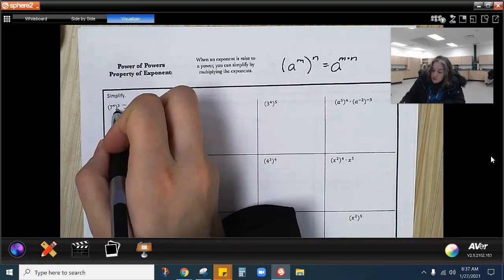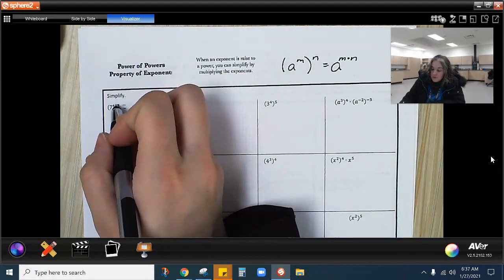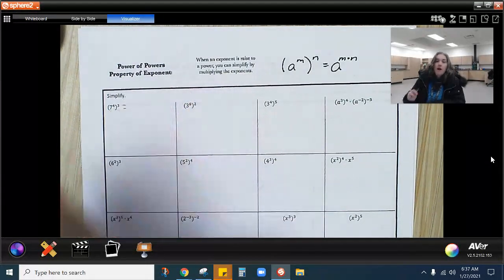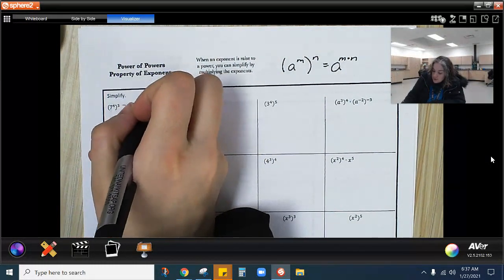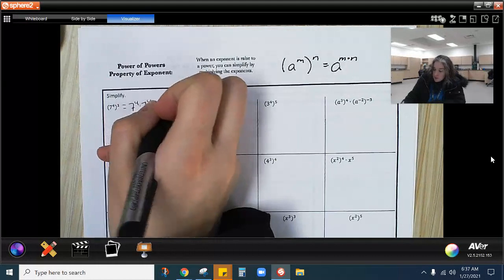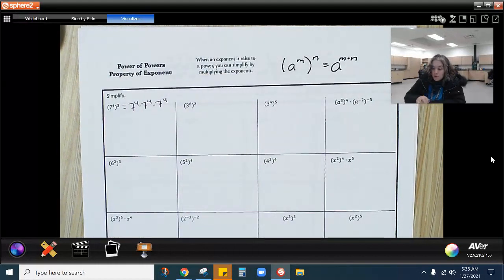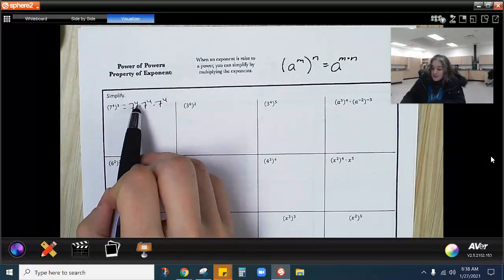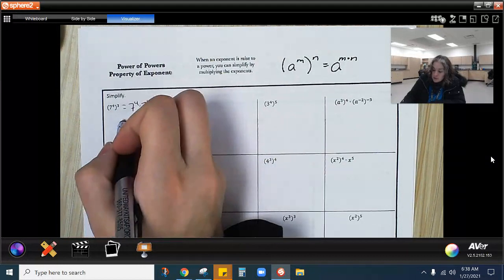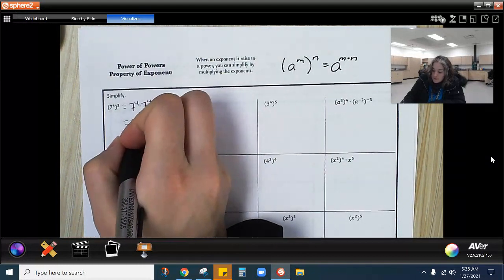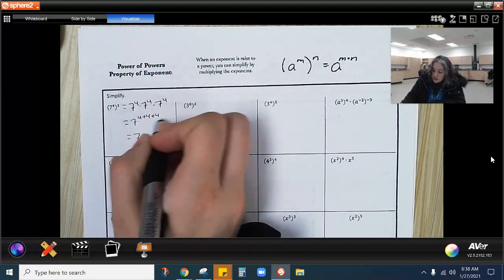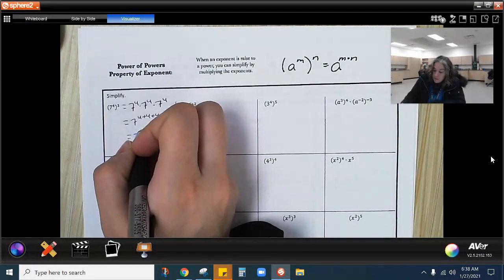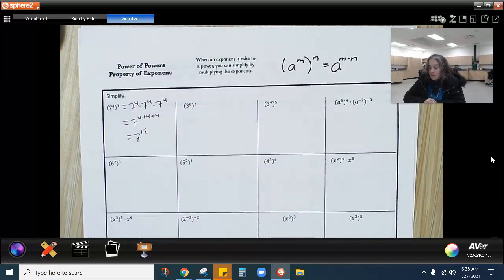So we've got 7 to the 4th raised to the 3rd power. So that means that everything inside the parentheses here, I'm going to have 3 times. So that means I'm going to have 7 to the 4th times 7 to the 4th times 7 to the 4th. Now we just learned the product rule when we're multiplying these all together, and that says we would add our exponents, right? So we would have 7 to the 4 plus 4 plus 4. So this is really 7 to the 12th.